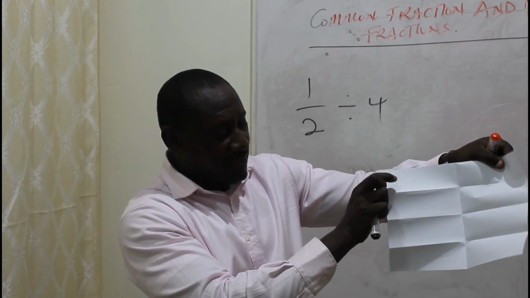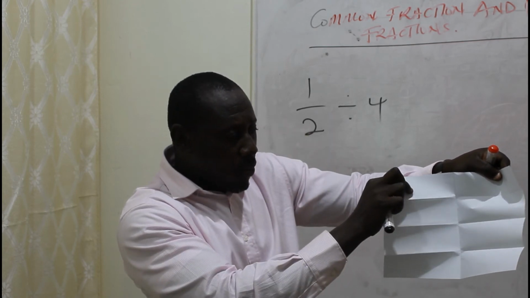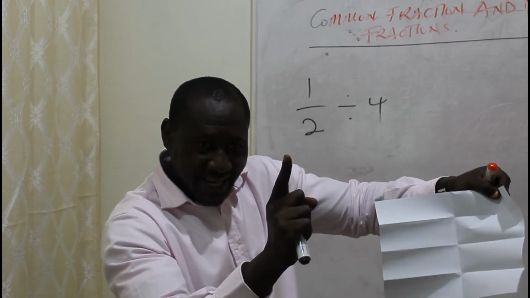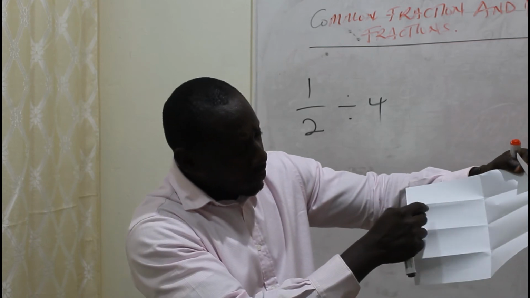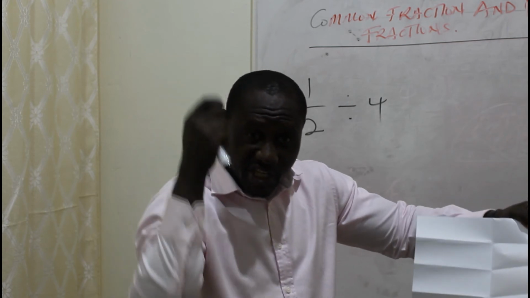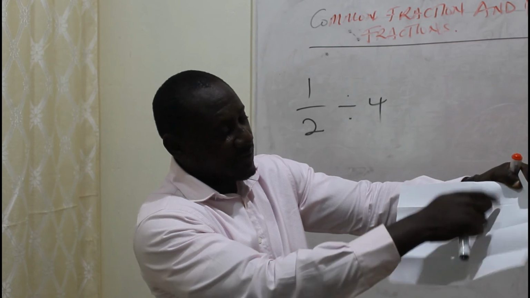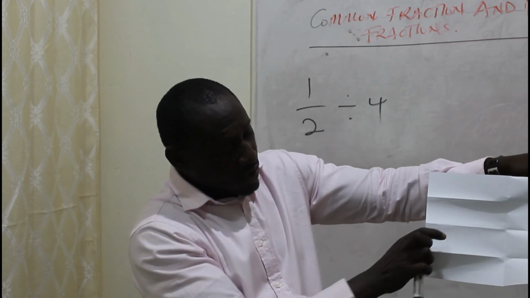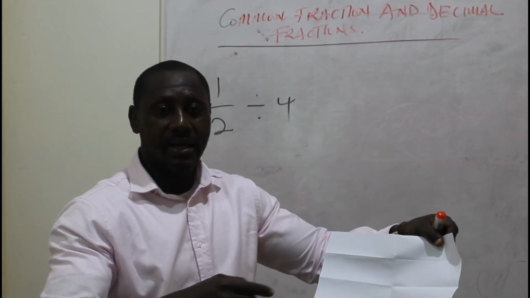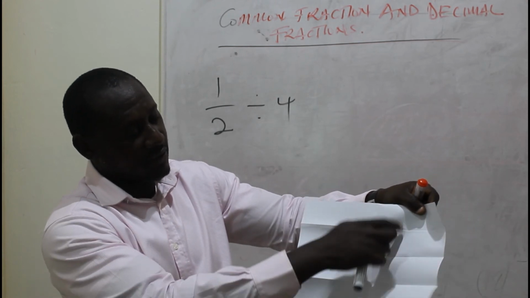But if Priscilla is getting this, then Priscilla's share is going to be this one here out of the number of divisions here. So Priscilla's share is going to be 1 out of 1, 2, 3, 4, 5, 6, 7, 8. Boache's share is going to be 1 out of 8. Collins's share is going to be 1 out of 8. And then Asuma's share is going to be 1 out of 8.